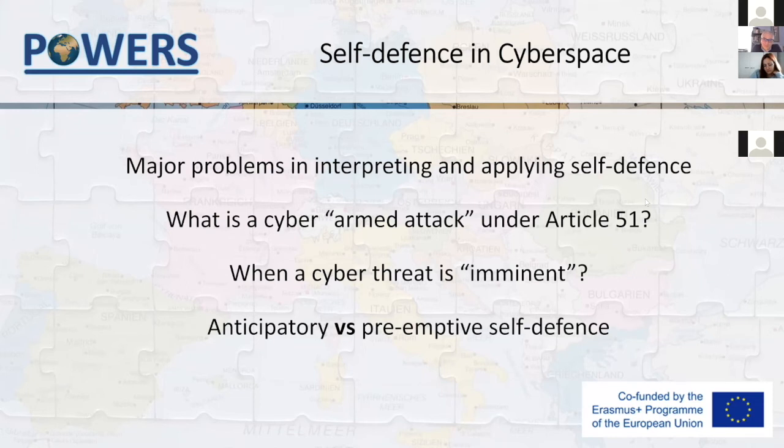And which kind of self-defense are we talking about? Are we talking about anticipatory self-defense, that is to say, self-defense from an imminent attack? Or are we talking about preemptive self-defense, that is to say, self-defense from a future, a remote attack? So there are some very important differences.